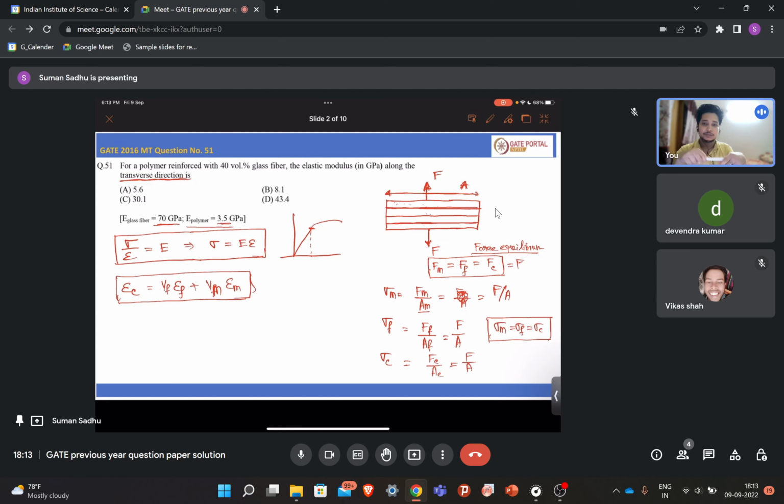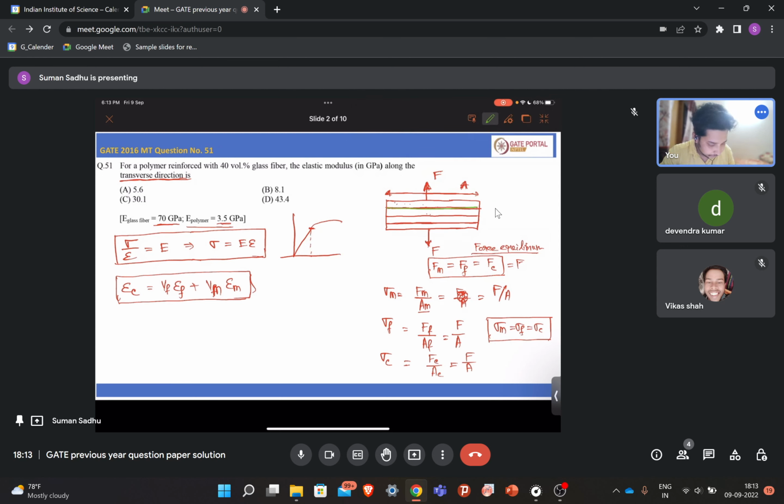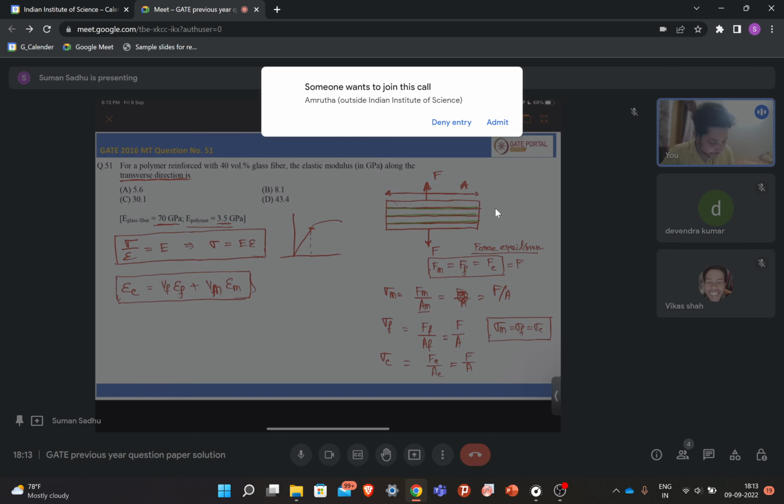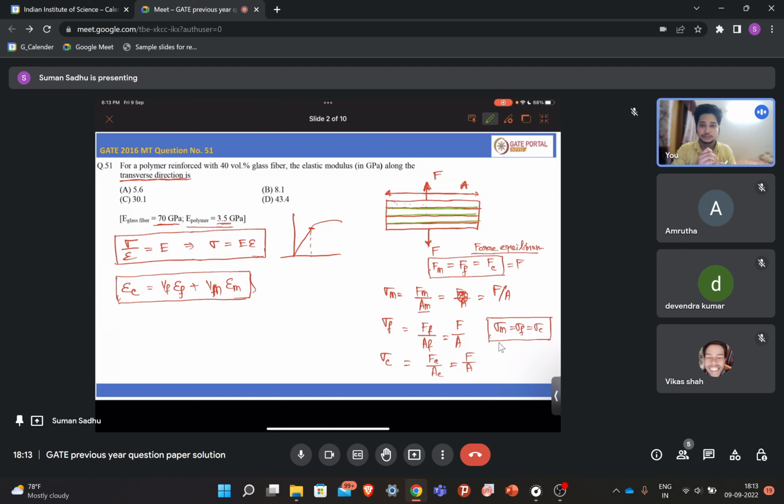So when you are loading the composite in the transverse direction, let's say here these are the glass fibers. The force on the matrix should be equal to the force on the fiber. Otherwise what will happen, they will get separated, that means failure occurs, right? So that's why you have to have force equilibrium at the junction of the fiber and the matrix. So that is why the force on the matrix is equal to the force on the fiber is equal to the force on the composite.